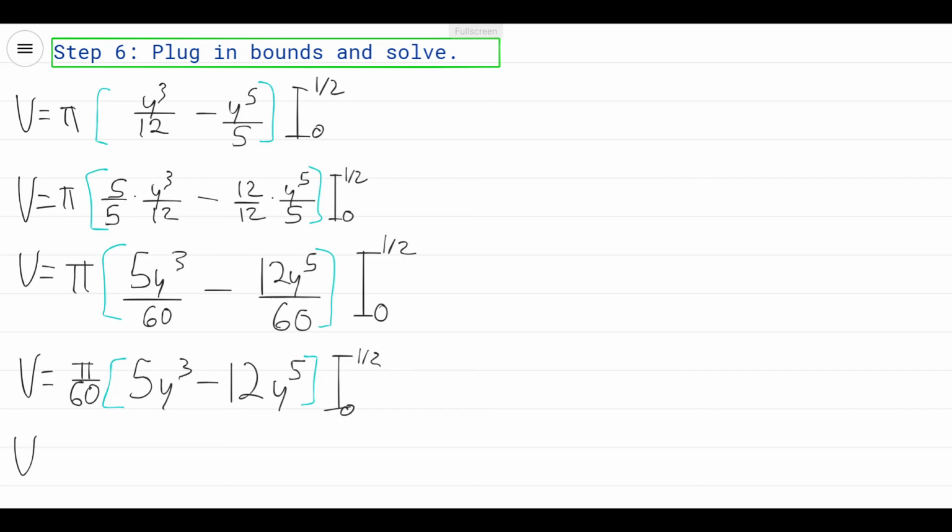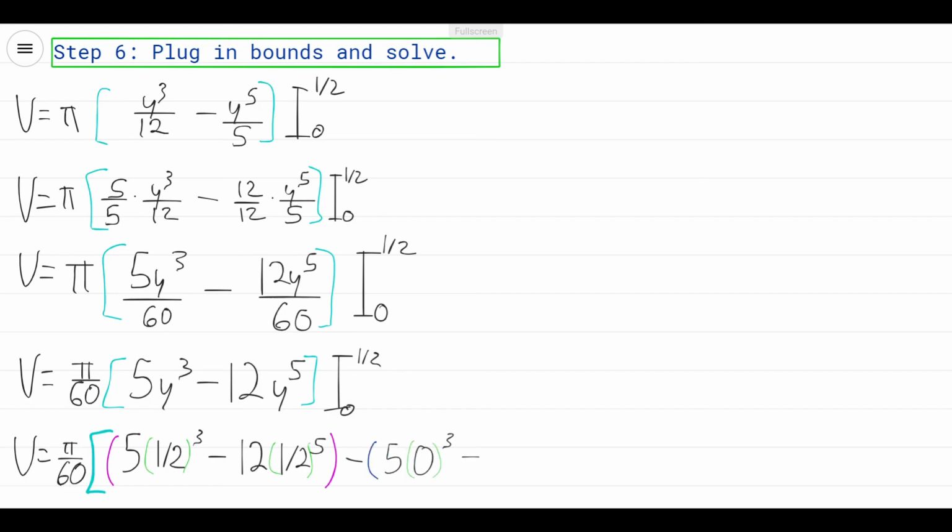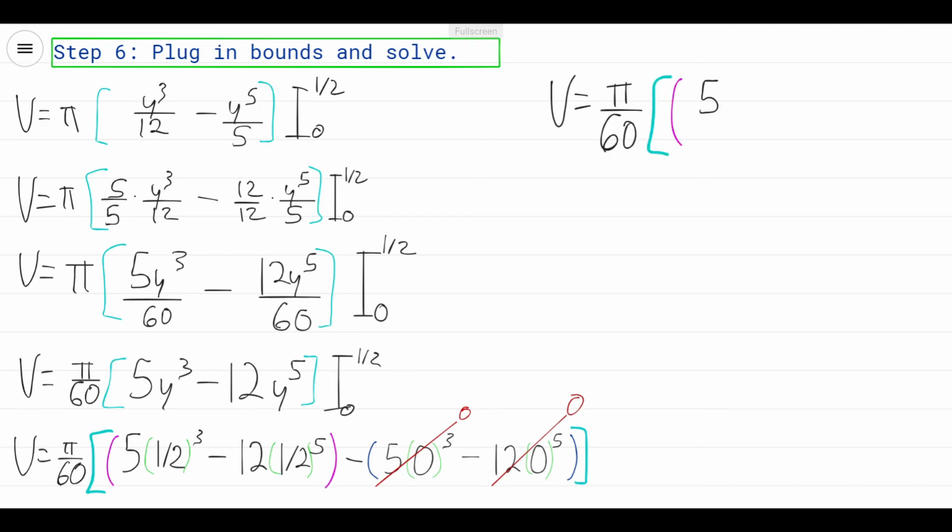So now we're going to plug everything in. So the volume is pi over 60 of 5 times 1/2 cubed minus 12 times 1/2 to the fifth power, minus 5 times 0 cubed minus 12 times 0 to the fifth power. And we know those terms will go to 0. And what we're left with is pi over 60 times 5 over 8, because 1/2 cubed is 1 over 8, minus 12 times 1/2 to the fifth power, which is 1 over 32, minus, of course, 0.